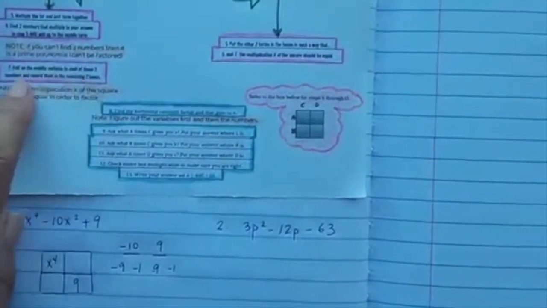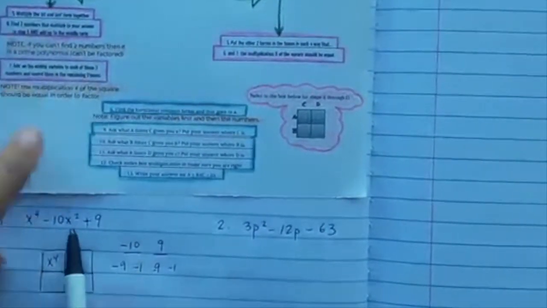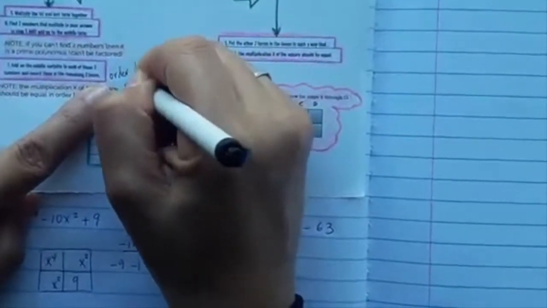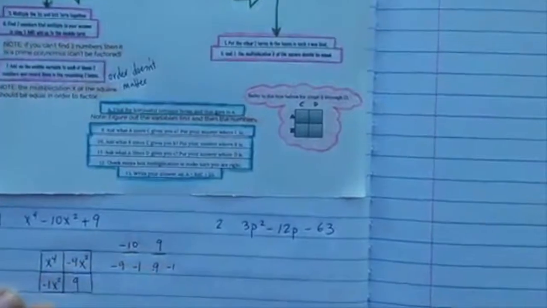Once you find those 2 numbers, you're going to put the middle variable and put them in the remaining boxes, and the order does not matter. Go ahead and just make a note of that. It doesn't matter which one you put where. So x squared, and then it doesn't matter, so let's put negative 9 and negative 1.